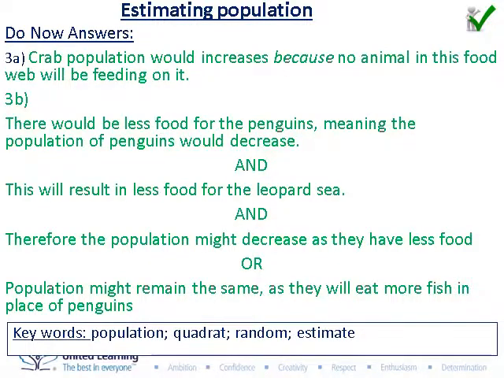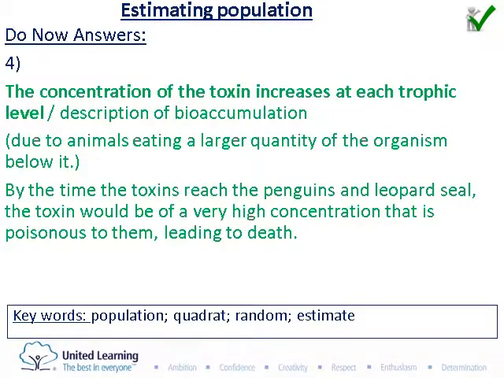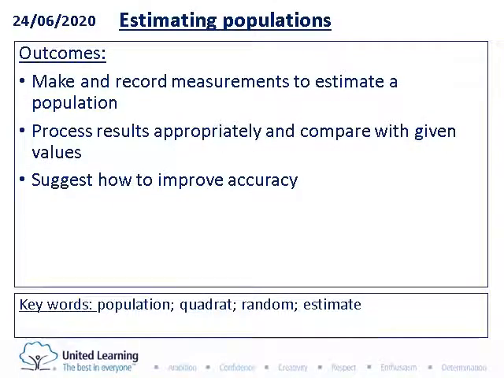We're going to be doing something completely different today, and we're going to be talking about estimating populations. So what you need to do by the end of the lesson is you need to be able to tell me how to make and record measurements to estimate a population of organisms in a given area. You need to be able to process those results and calculate them when necessary. And we're also going to talk about the fact that these are estimates and how we can make sure that we gain the most accurate estimates that we can.